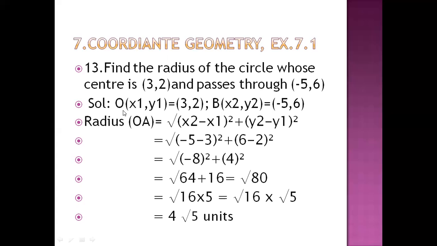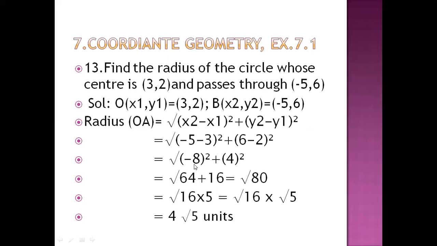Let us assume the center of the circle, that is O, (x1, y1) is equal to (3, 2). Then the point on the circle, that is A, (x2, y2), is equal to (minus 5, 6). Then the radius OA is equal to the distance from O to A. The formula is root over (x2 minus x1) whole square plus (y2 minus y1) whole square. That is equal to root over (minus 5 minus 3) whole square plus (6 minus 2) whole square.